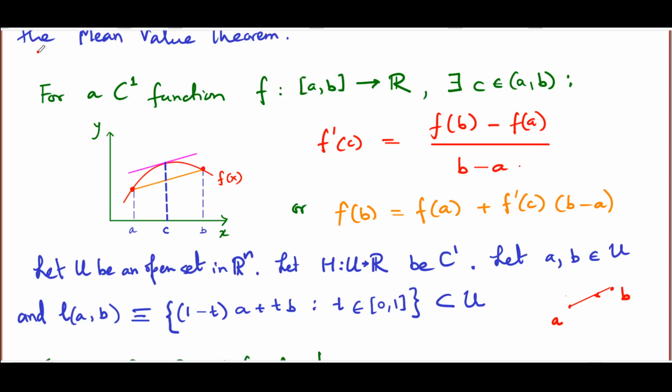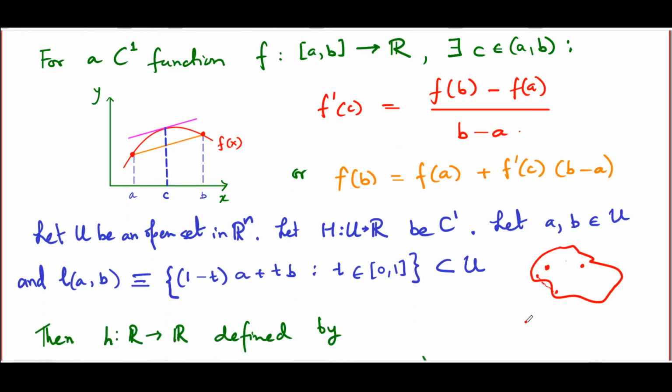This will work, for example, if this is your U. This will work if this is A and this is B, because the line joining A and B is in U. But it will not work, for example, if this were A and this were B, because the line joining A and B then will have a part which sticks out of U. We are assuming that A and B is such that the entire straight line joining A and B is contained in my domain U of the function H.